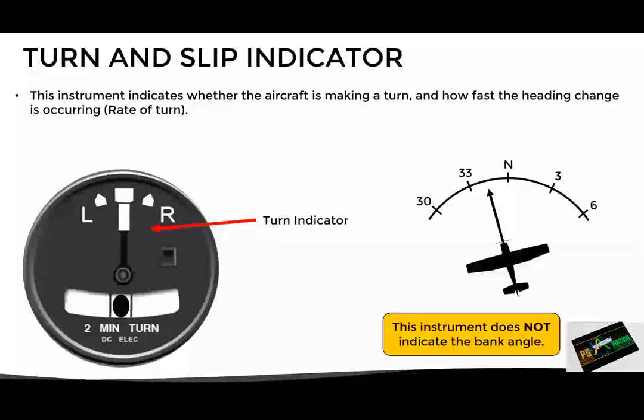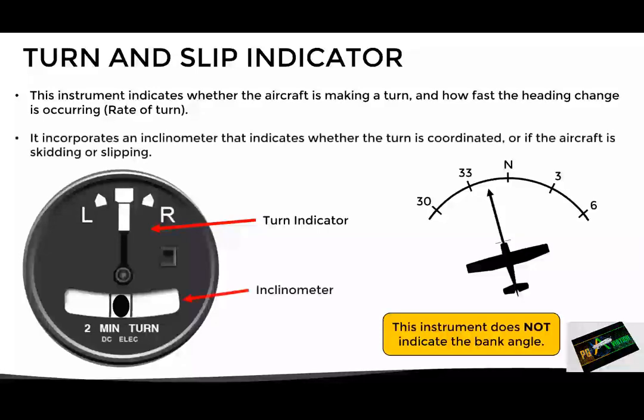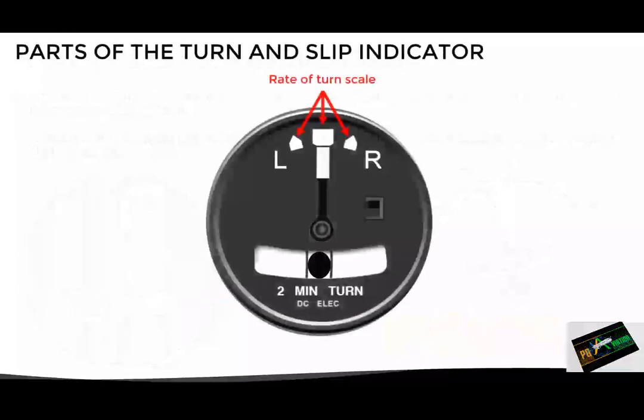Now, this instrument has another function since it incorporates an inclinometer at the bottom, which allows to measure the quality of the turn. In other words, it allows the pilot to know if the aircraft is flying coordinated, skidding, or slipping. But before we see how it works, let's look at the parts of the turn and slip indicator. In the upper part we have the rate of turn scale with its corresponding needle. And in the lower part we have the liquid-filled capsule of the inclinometer and a solid ball which is free to move within the capsule.